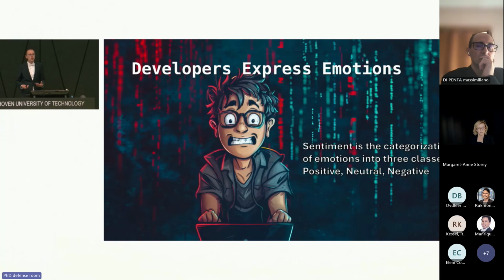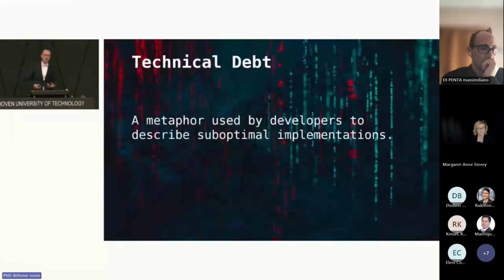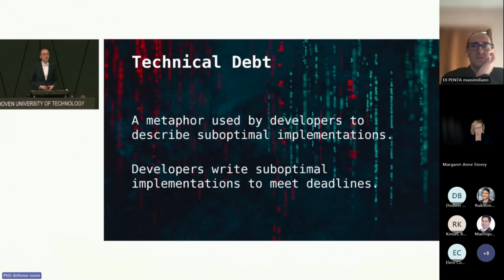Now, to understand what role emotions might play in software engineering, we focused on technical debt. And for those of you unfamiliar with the idea of technical debt, it's a metaphor used by developers to sometimes describe suboptimal implementations in programming. And these suboptimal implementations are often made to meet some short-term goals or to meet some short-term deadlines. It is called technical debt because the longer this is present in a software system, the more expensive it becomes to actually fix or to remove this from a software system.